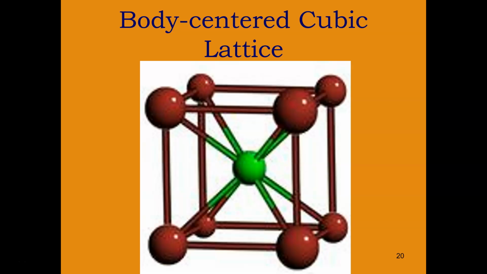Here's a body-centered cubic lattice. You can see it has an atom in each one of the corners and one right in the center. Examples include chromium, iron and steel, molybdenum, tungsten, vanadium. It is brittle with very high melting points.